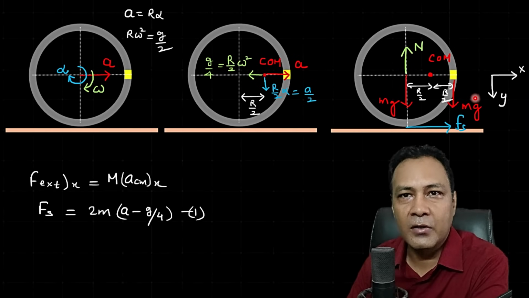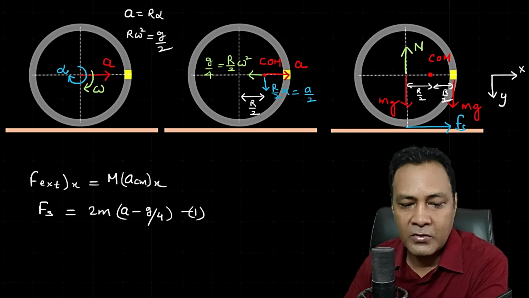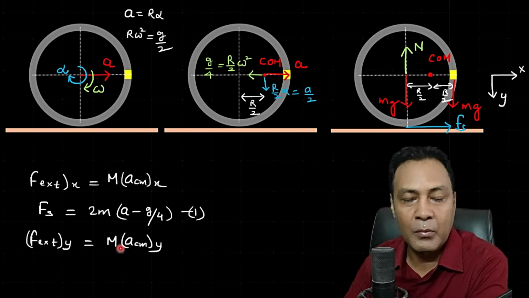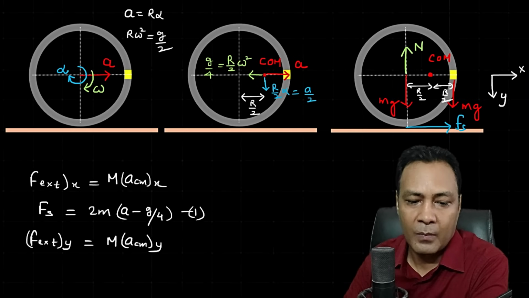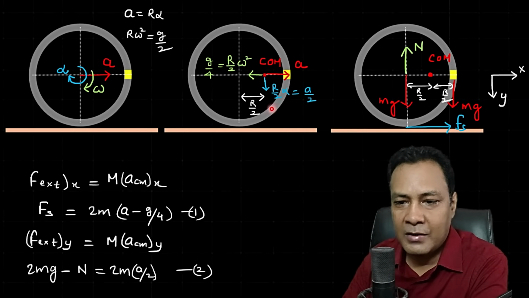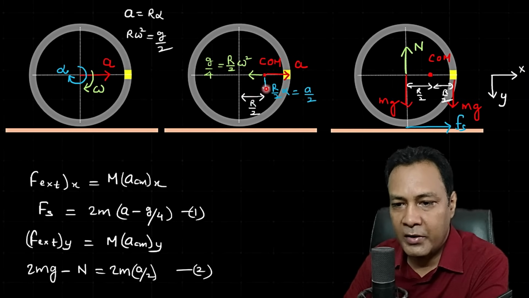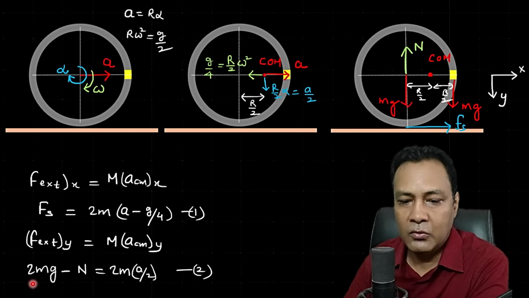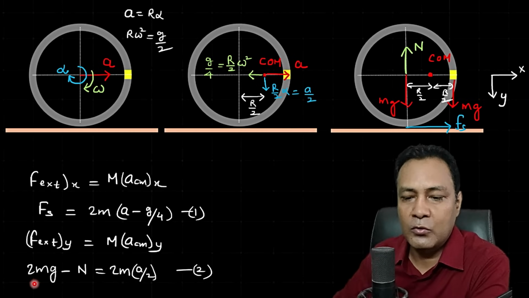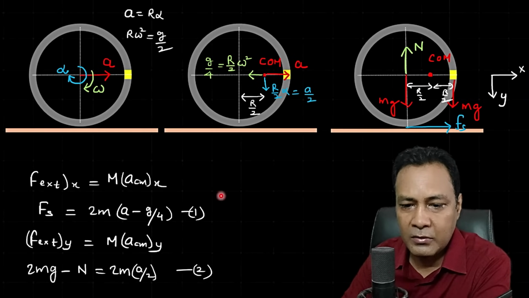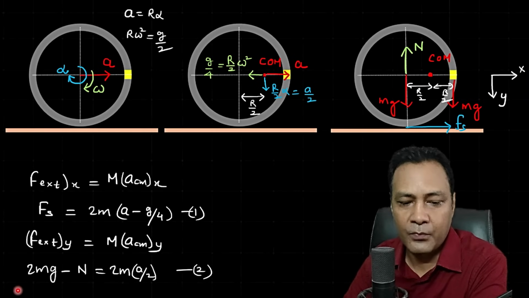Similarly, we have to write the equation along the y direction. F external along y is equal to total mass into a_CM along y. I have taken the y direction downward. Along the downward direction, the net force is 2mg − N, and the acceleration along the downward y direction is a/2. So the equation is 2mg − N = 2m(a/2). These are the translation motion equations.